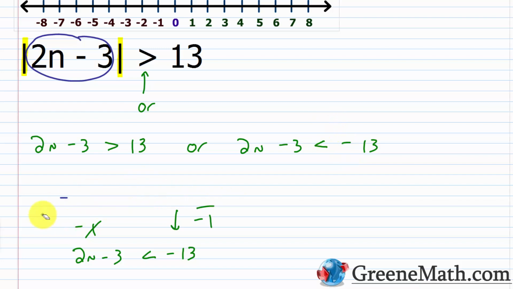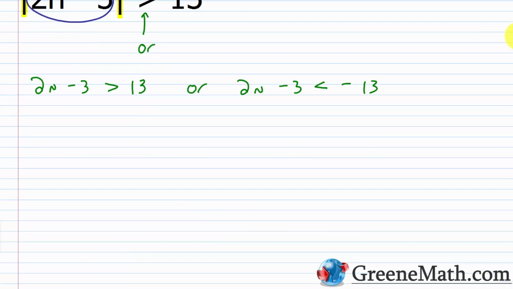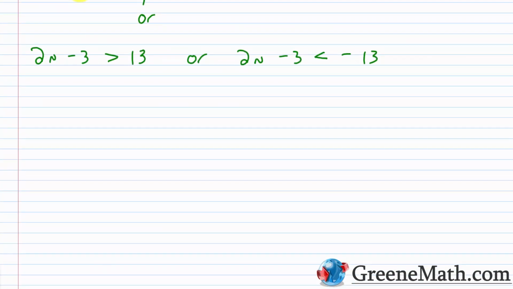All right. So let's erase everything. Let's get our solution. So let's scroll down a little bit. So I just want to solve this like I normally would. So I'd add 3 to each side here. That will cancel. 2n is greater than 16. Divide both sides by 2, and I get n is greater than 8.